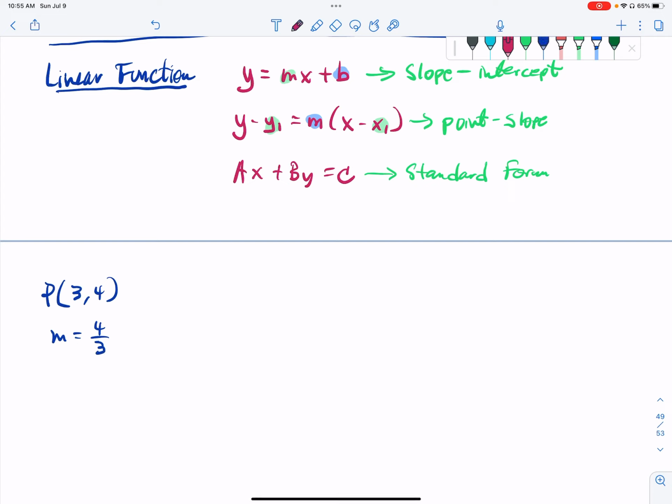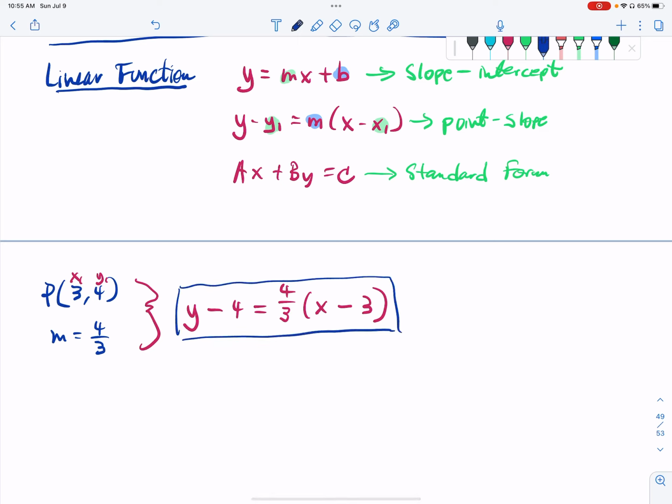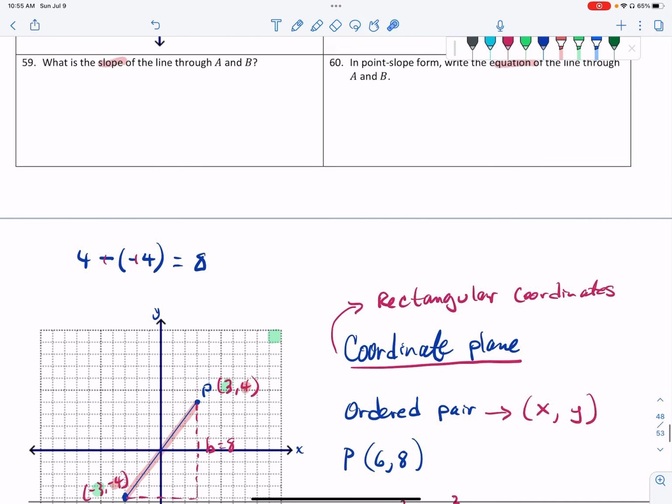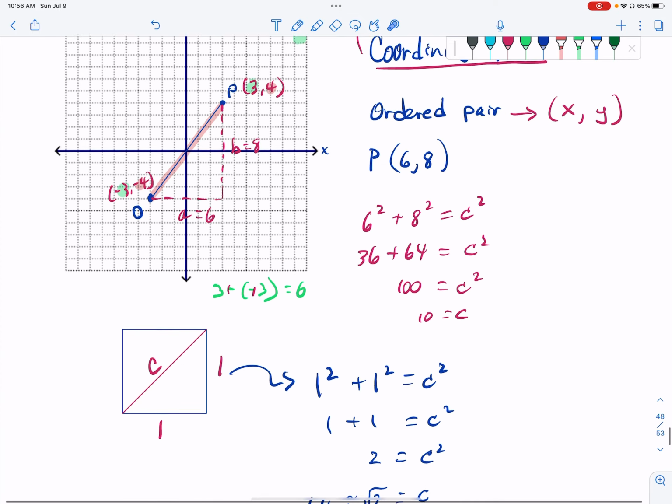All right, putting these things together, I have the equation y minus y1. My y1 is not that one, that's x1. y1 is 4, is equal to my slope, 4/3, times x minus my x1, which is 3. And I'm done. You don't have to do anything to it. You do not necessarily have to convert it into, say, slope-intercept form. Unnecessary. The question even specified to put it in point slope form, so we're done.